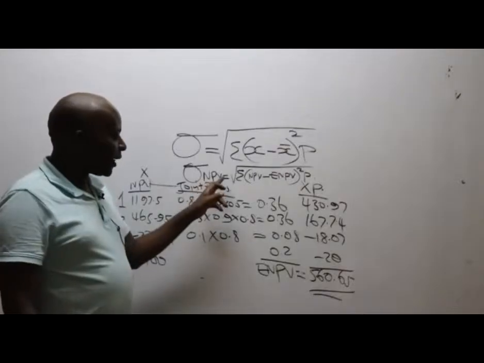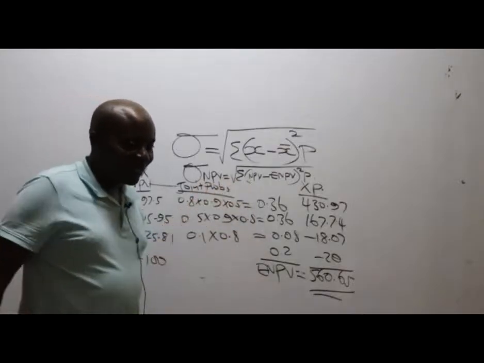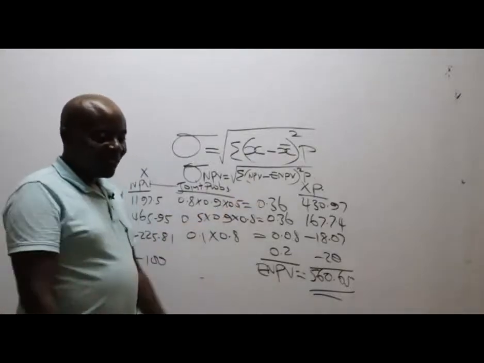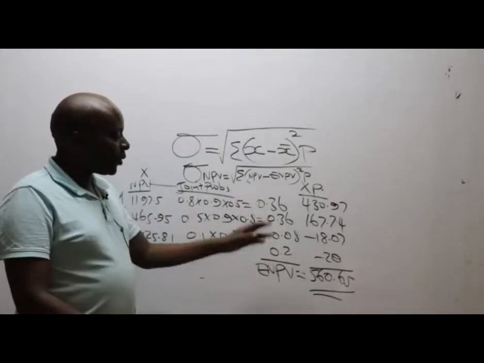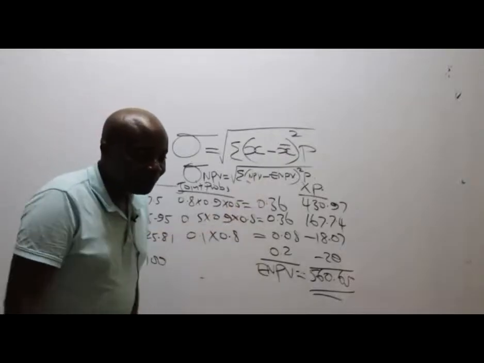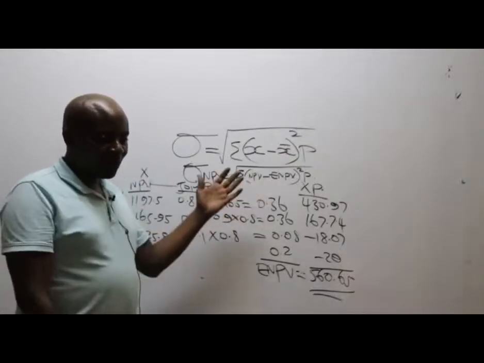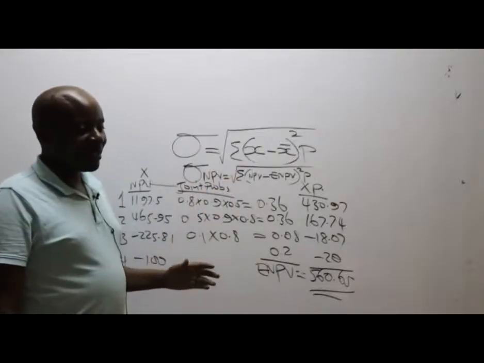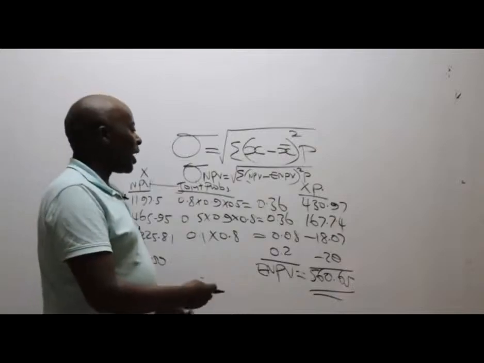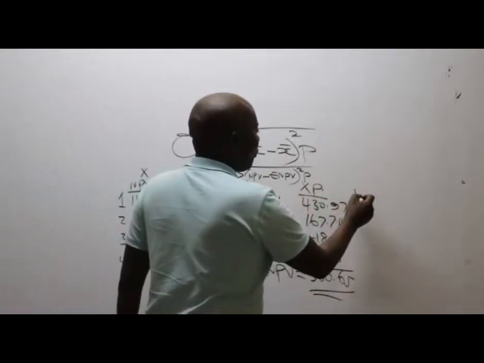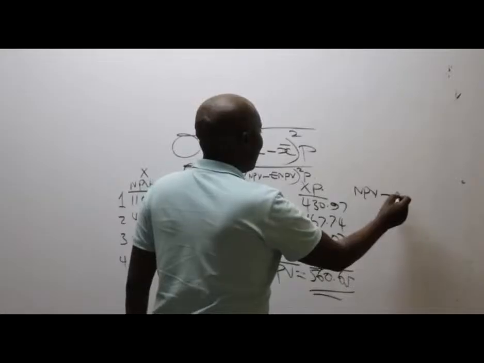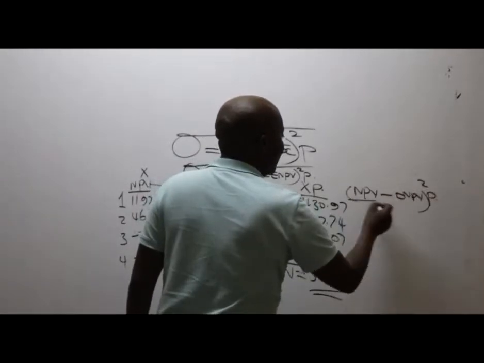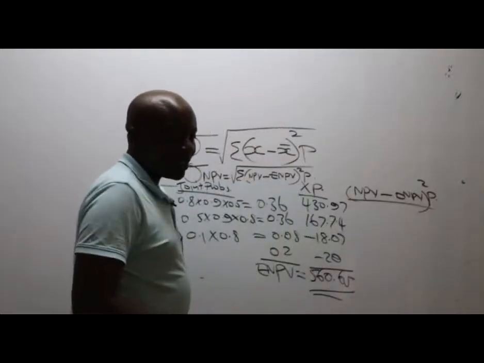Please let me know whether you guys have been able to write down this formula nicely. Yes, great. Thank you so much. So then create a column here of NPV minus expected NPV squared times probability. Create a column like that.